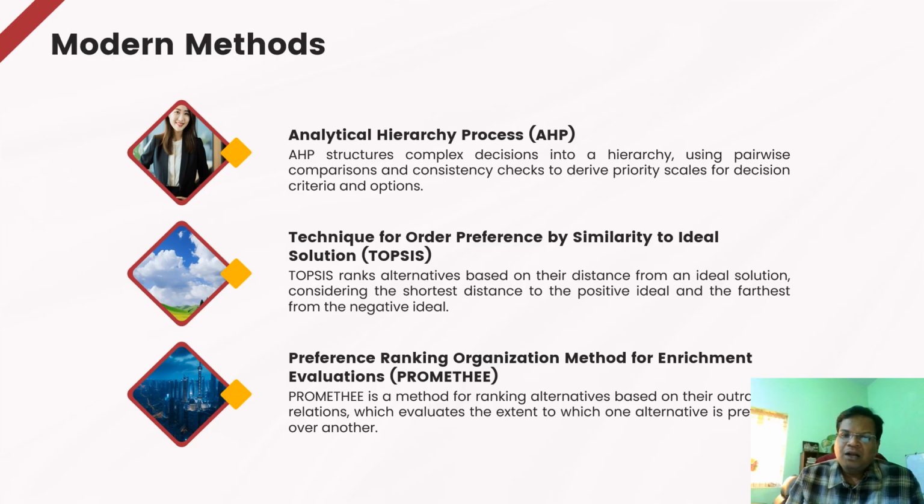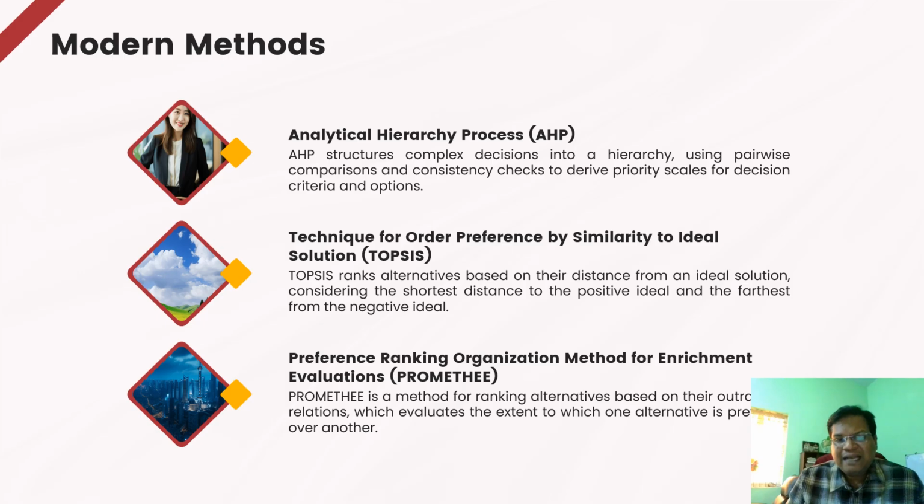Another method is TOPSIS, the Technique for Order Preference by Similarity to Ideal Solution. TOPSIS ranks alternatives based on their distance from the ideal solution. Ideal solution means the best solution. We cannot say the best solution, but the optimum solution. Sometimes the optimum can be a minimum thing, a maximum thing, or sometimes an average thing. Whichever is applicable to our preferences, only then can we say that is the optimum thing.